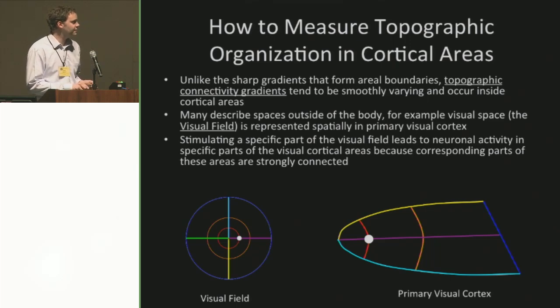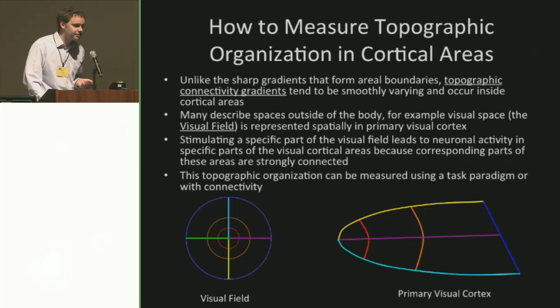So if we stimulate here in the visual field, we'll get in particular activity there. Similarly, if we stimulate in a couple of other locations, we'll get specific activity there as well. And so we can measure this topographic organization using either a task paradigm or connectivity.